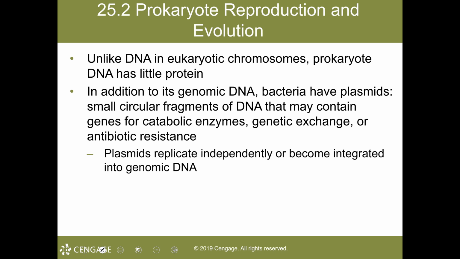So let's get a bit into the evolution of bacteria. Unlike the DNA in eukaryotes, or the eukaryotic chromosome, here the prokaryote DNA has little protein. In addition to which, it's genomic DNA. So the bacteria has plasmids. So you have those small circular plasmids of DNA that may contain genes that, of course, have catabolic enzymes for genetic exchange, or genes for antibiotic resistance. So plasmids replicate independently or become integrated in the DNA.